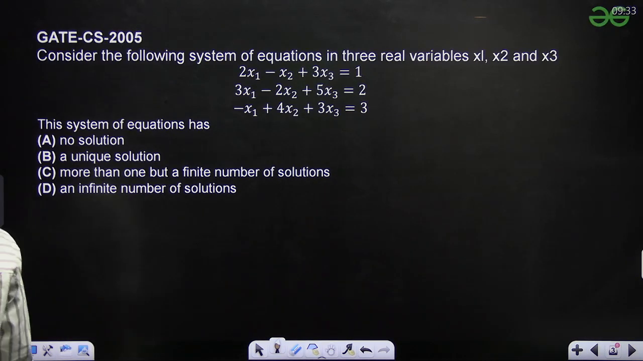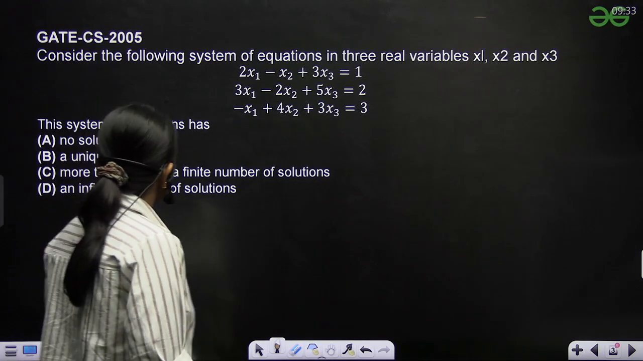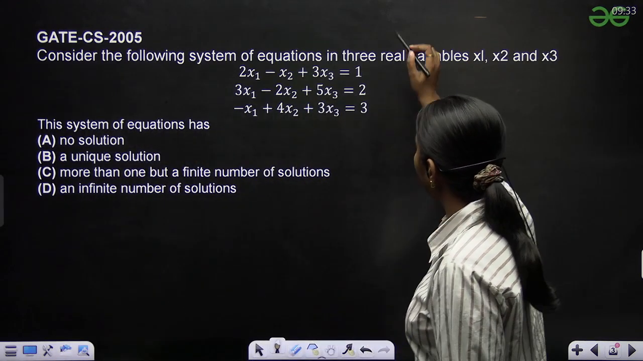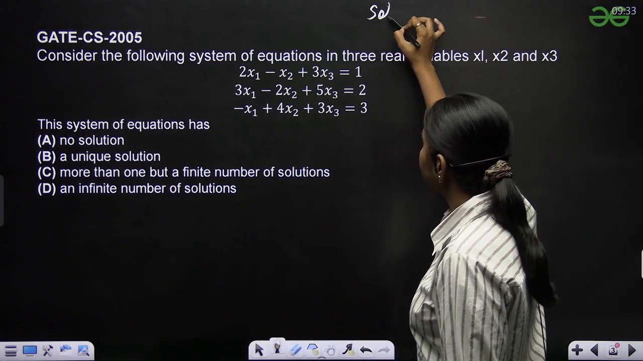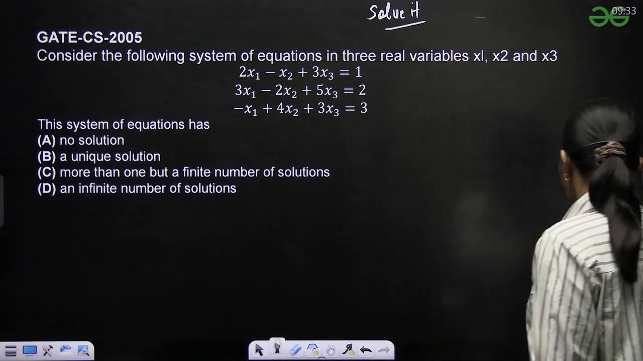So this is a question. Consider the following system of linear equations in three variables x1, x2, x3: 2x1 minus x2... I think this we already have solved. If not, then you can solve it by yourself. This is easy, it does not have anything to solve.